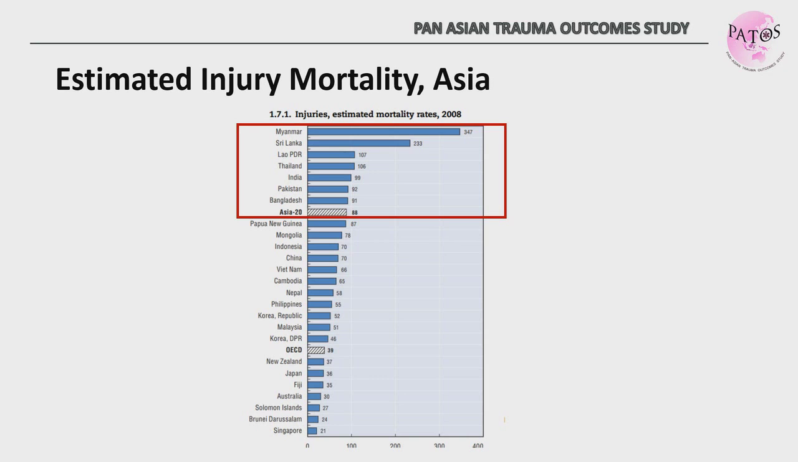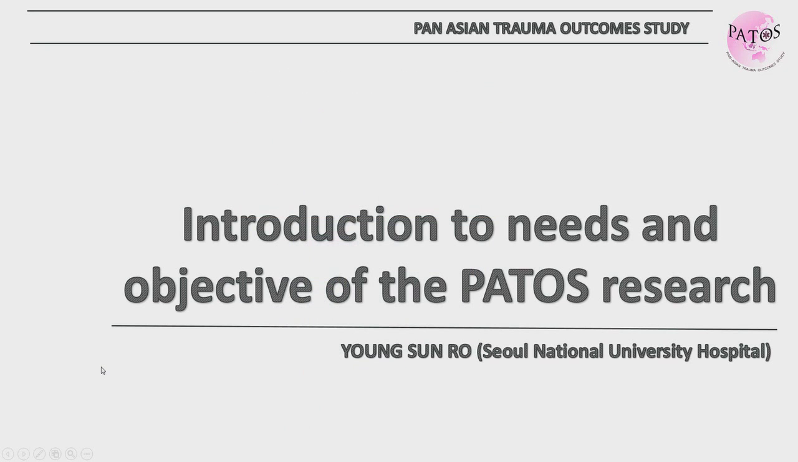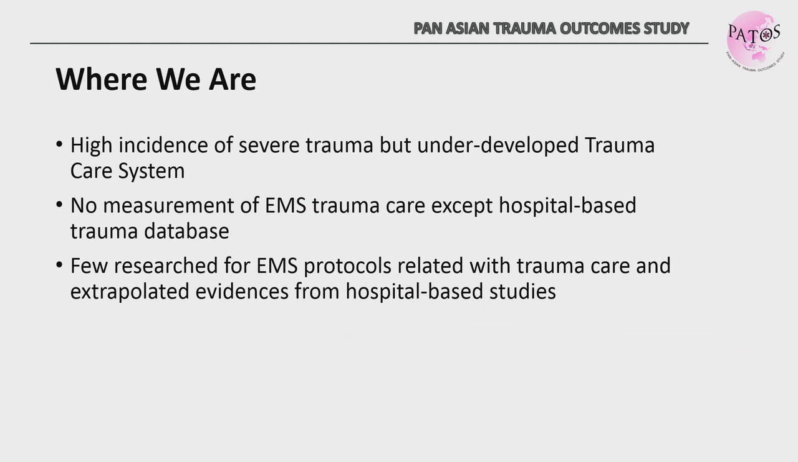The fact that Asian countries observe a higher burden of injuries was an important driver for implementing the Pan Asia Trauma Outcome Study. We'll now move on to the needs and objectives of the PATOS research. As we have seen in the previous session, Asia has a higher incidence and mortality of injury than any part of the world, and many countries still have relatively underdeveloped trauma care systems.